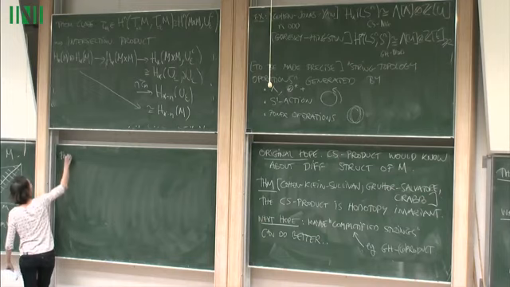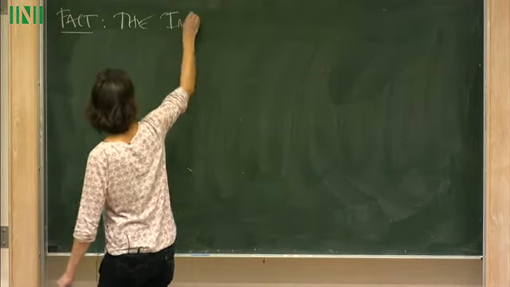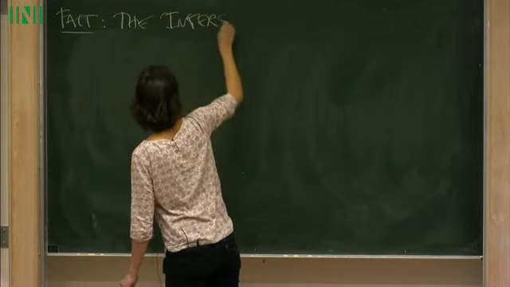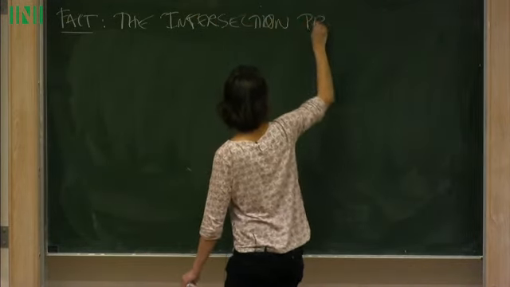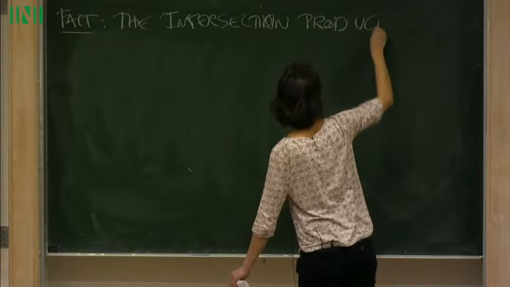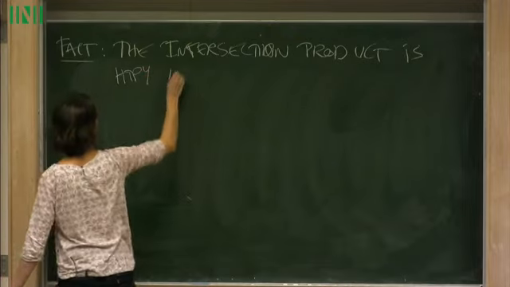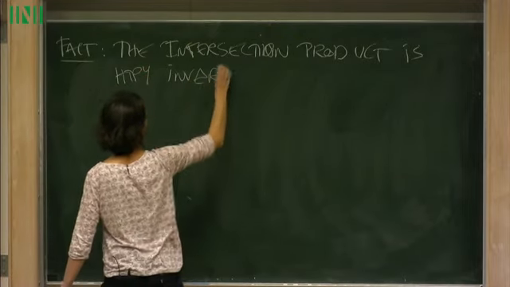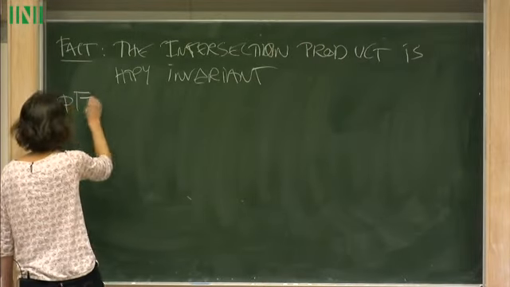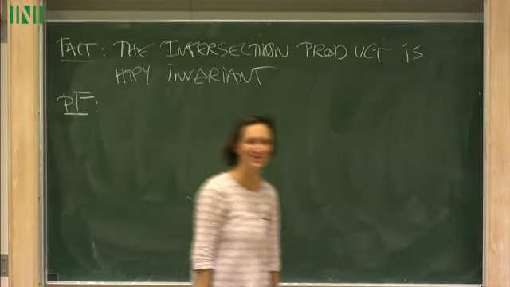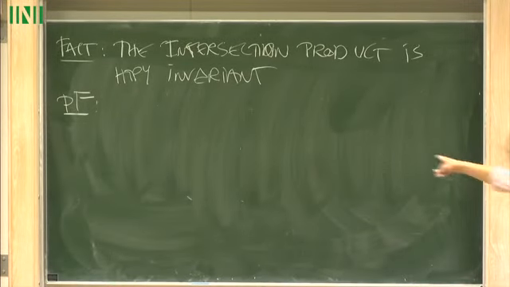Fact, the intersection product is homotopy invariant, and so Wolfgang wanted a proof. Yeah. I was going to write the whole proof in full details, but no, sorry. But what is the proof, right?